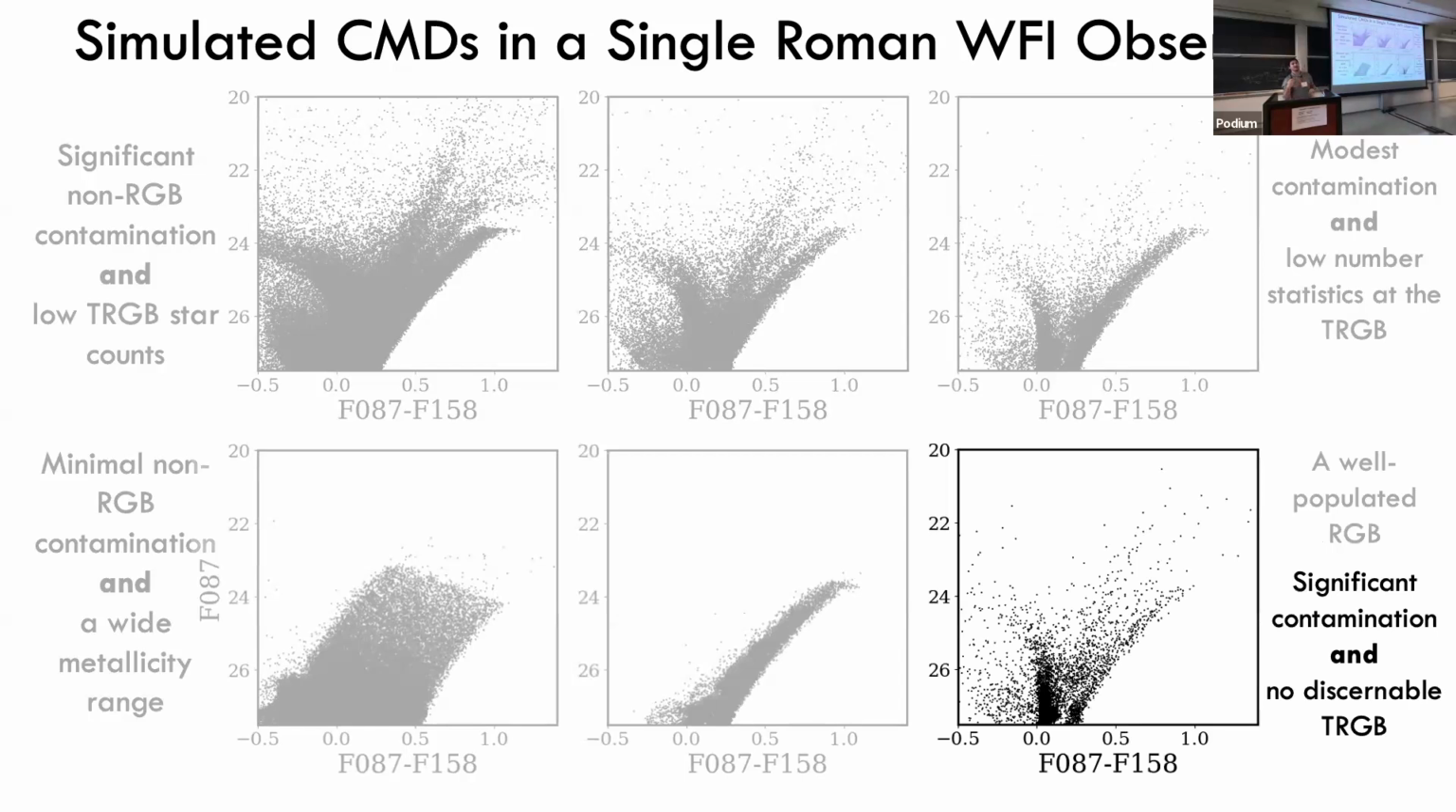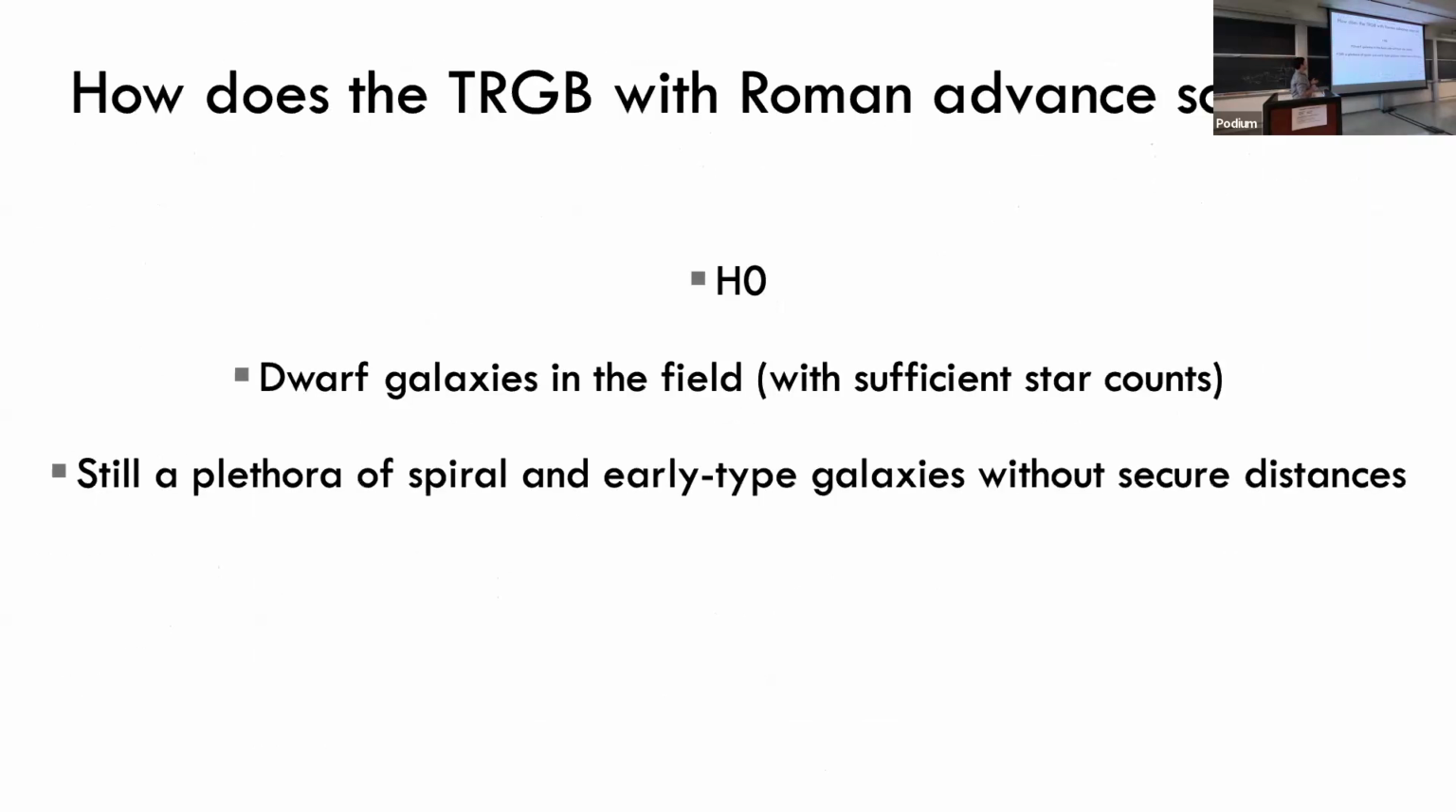But we have the flexibility, if we can observe the whole galaxy in one shot, to be able to make these types of observations and decisions. And so to wrap up, how does the TRGB with Roman advance science? Well, we can use Roman to measure H0. That's a really big point of this.